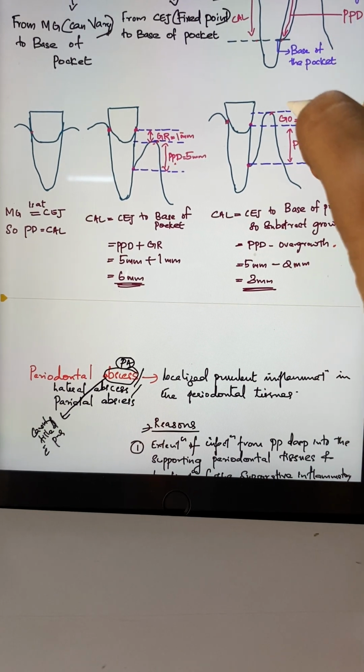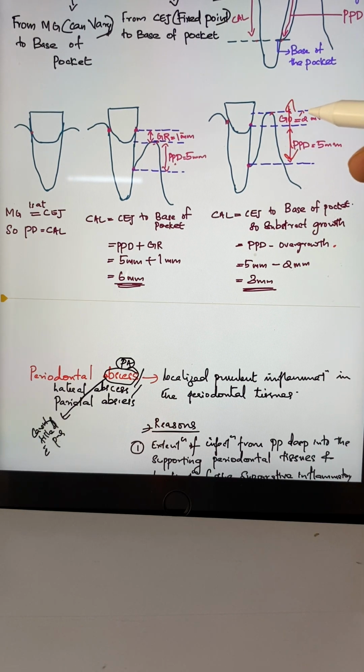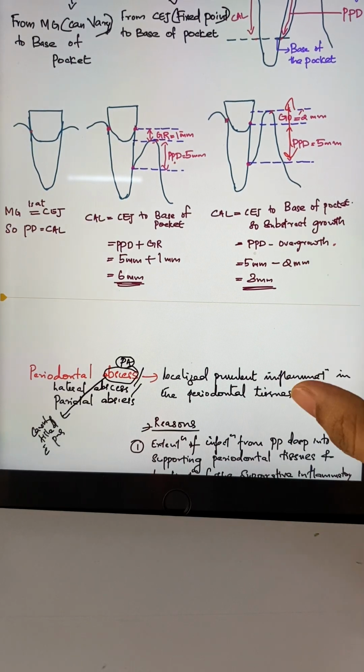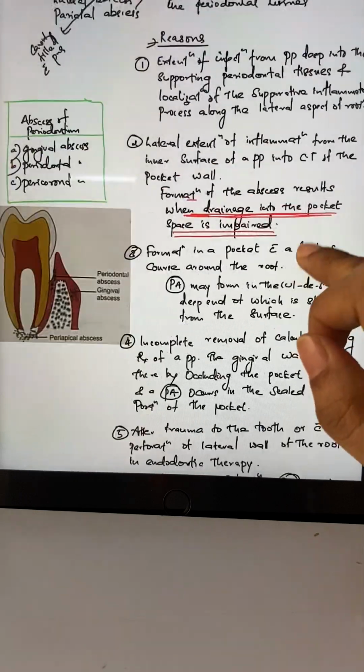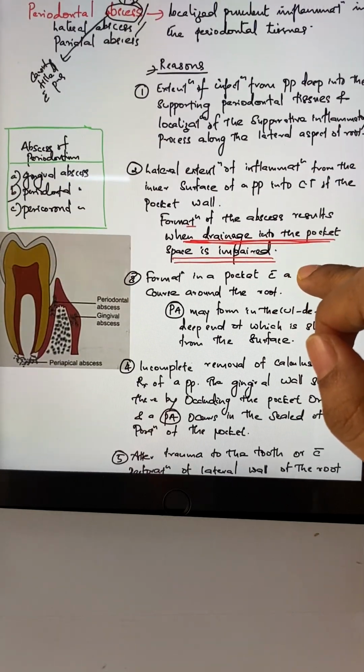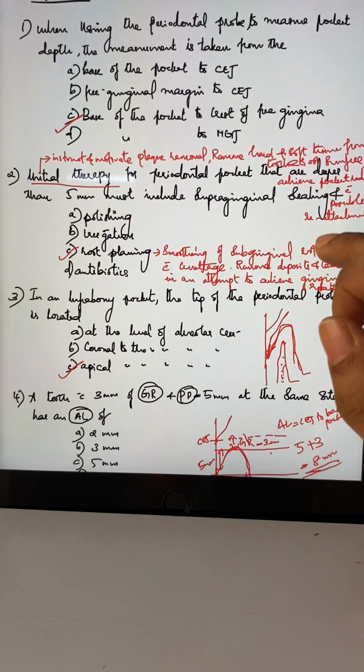So sorry, the pocket depth is 5 mm now, and gingival overgrowth may be 2 mm. So now we need to subtract this pocket depth from the gingival overgrowth to get the clinical attachment loss. So this is all about a pocket depth, periodontal pocket. Now we will see some of the questions.